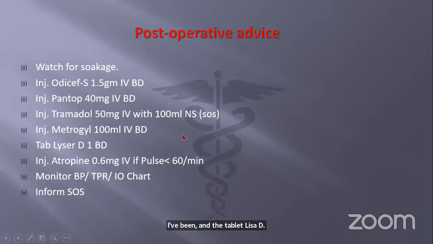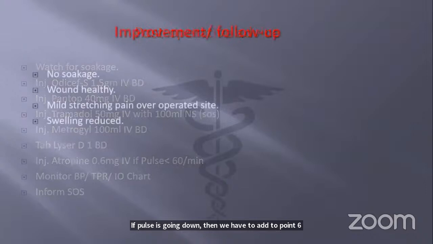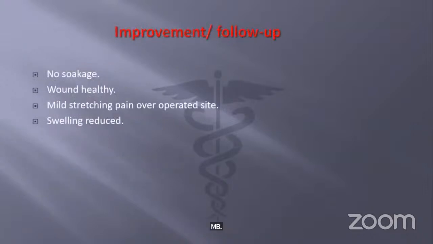And the pulse rate is around... If the pulse rate is going down, then we have to add atropine 0.6 mg for that. And improvement and follow up the patient. There is no soakage after post-operative, and the wound is healthy with mild stretch. On the mild stretching, the patient is complaining over the operative side, and swelling has also reduced.